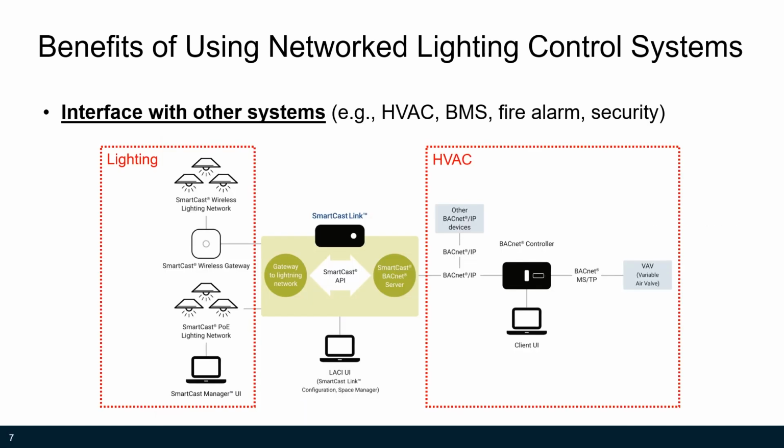Another cool benefit of using a network lighting control system is that we may very well be able to interface this network system with other network systems. For example, heating, ventilation, air conditioning systems, or a BMS system, building management system, or a fire alarm system, or a security system. So sometimes this requires additional hardware, like what you see in the middle, and it also may require you to have some programming in a different protocol or language. In this case, it's called BACnet, which is typically used by HVAC systems.